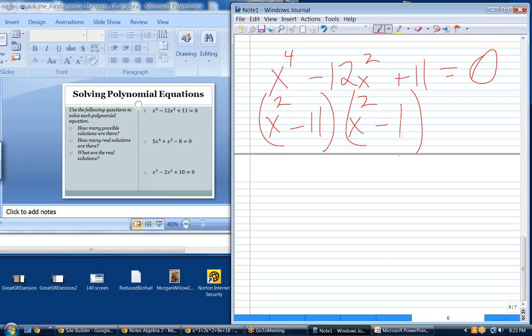Good. What you basically just did was substitution. You let u equal x squared, and you turned it into u minus 11 times u minus 1. You don't actually have to use the substitution if you can do it, and you can, so there's no reason to even list the u substitution. So now let's solve it.